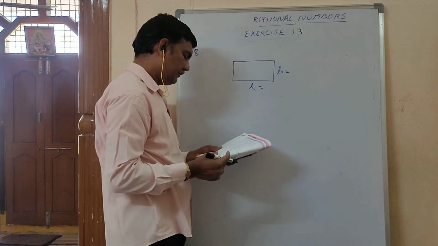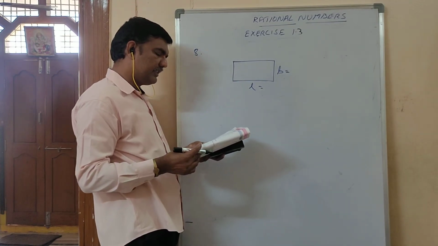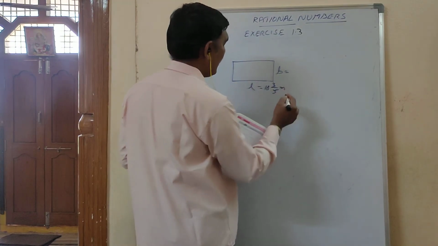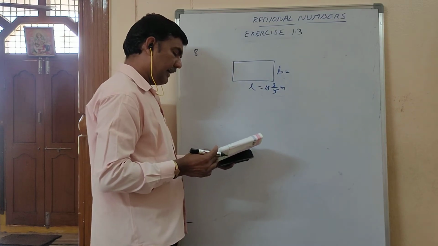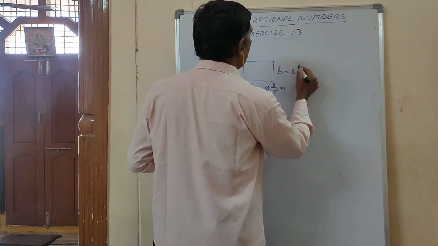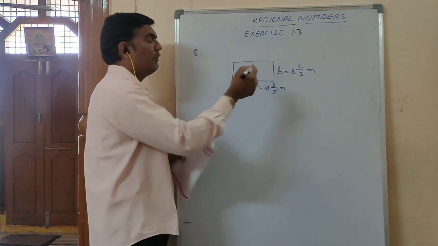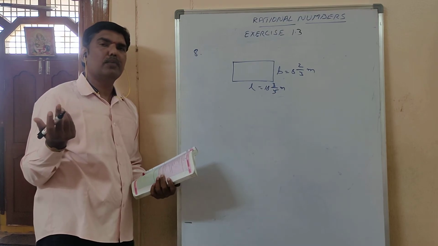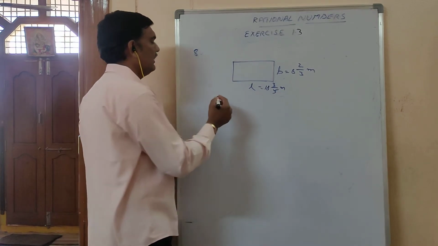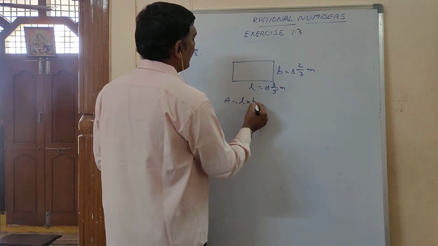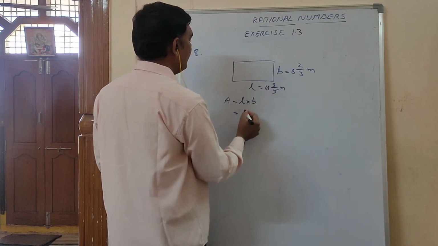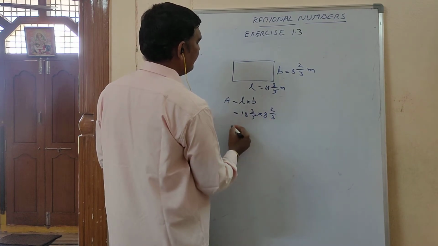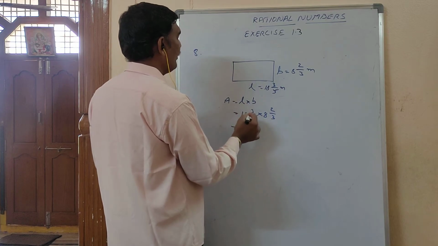Length, how much? Find the area of a rectangle which is 18 3 by 5 meters long and 8 2 by 3 meters broad. Length and breadth are given, and he is asking to find the area. So you should know the formula for area of a rectangle. That is L into B. Substitute the values of L and B in this one: 18 3 by 5 into 8 2 by 3. First convert this mixed fraction to proper.